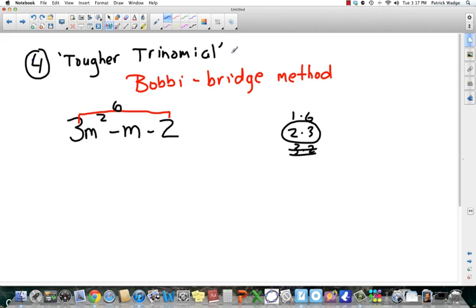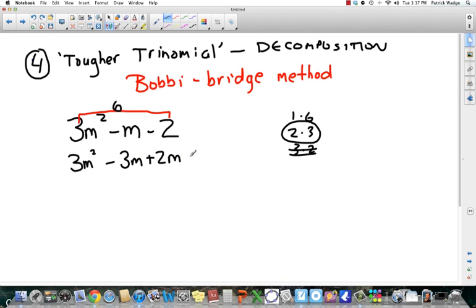Okay, the real name for tougher trinomials is decomposition. Because what you're going to do is break this middle term down. You're going to decompose it into these two terms. So we have 3m squared minus, we want to end up with -1m. So why don't we put -3m plus 2m minus 2.